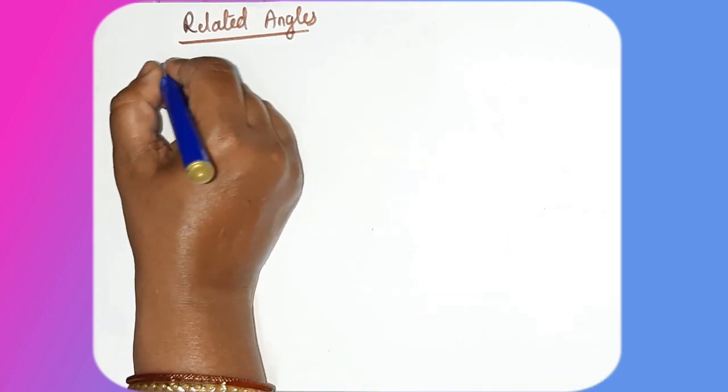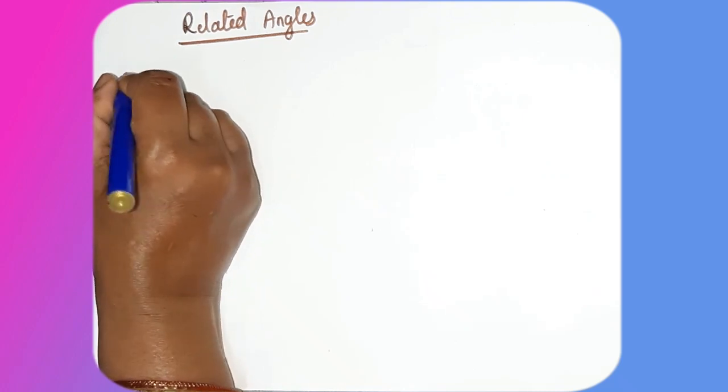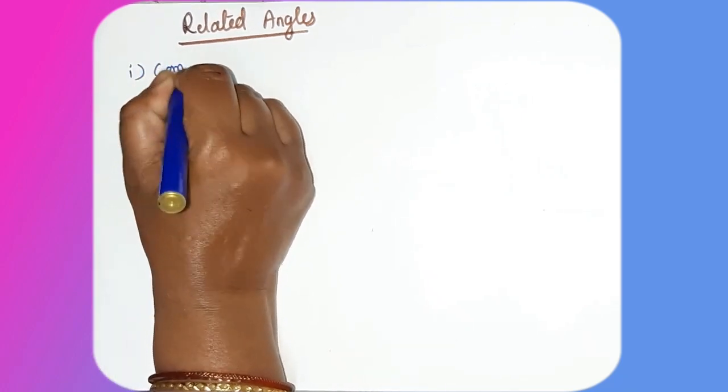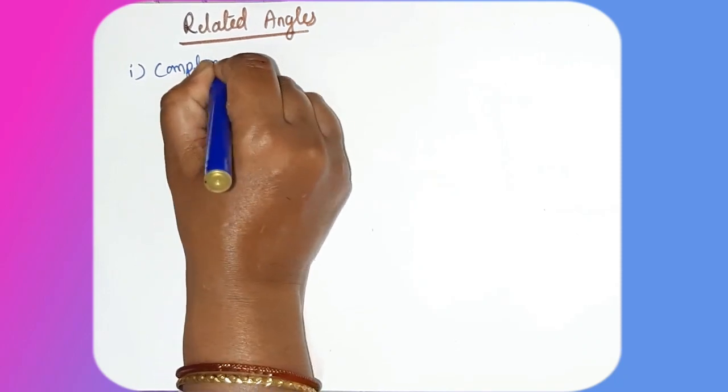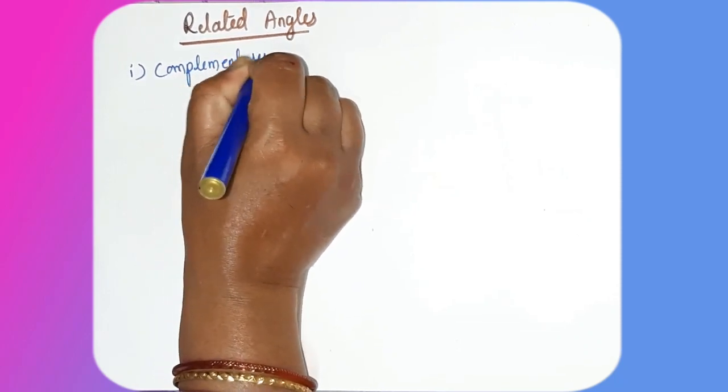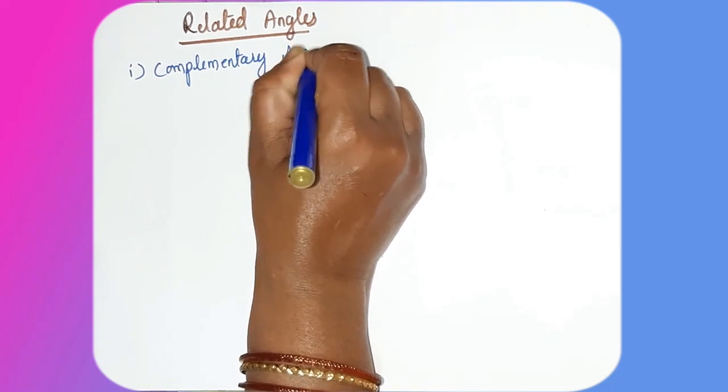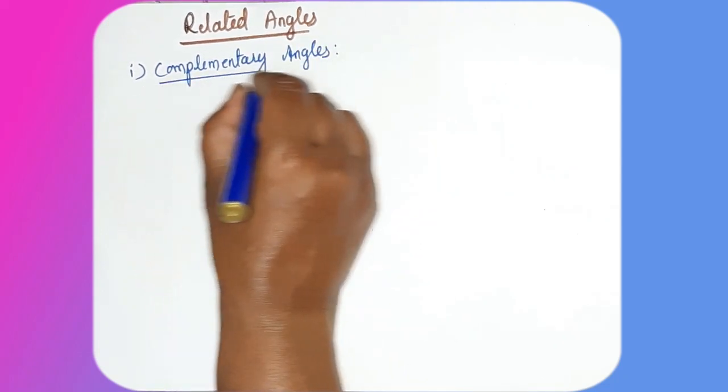See students, next we learn some kind of angles related to these lines. Now we have learned about the lines and rays. Related to that we are now learning some kinds of related angles. In that the first one is complementary angles. Okay, see what are these complementary angles?